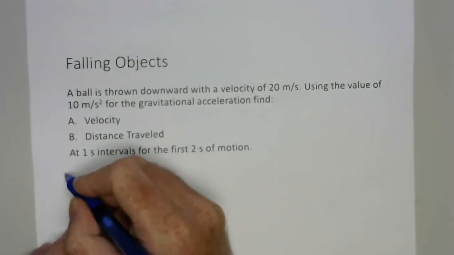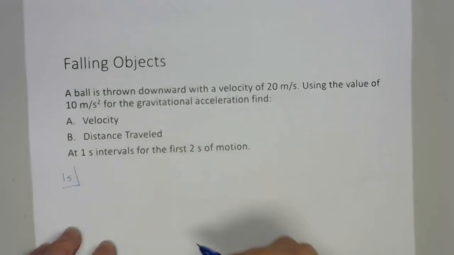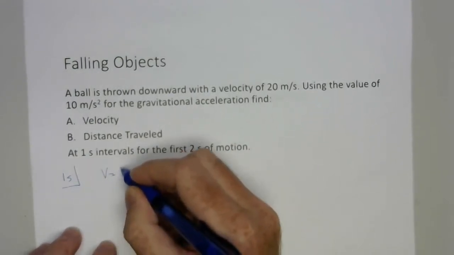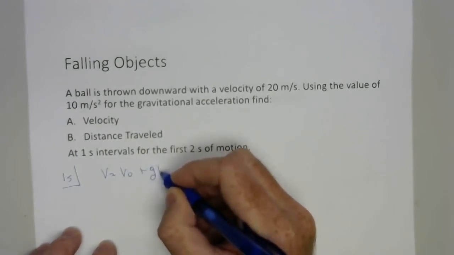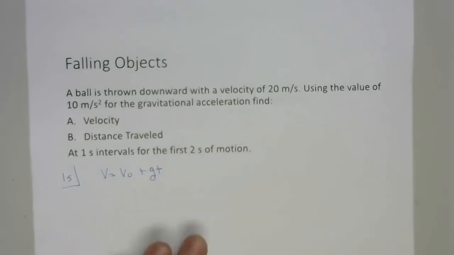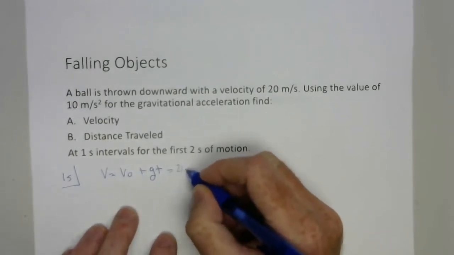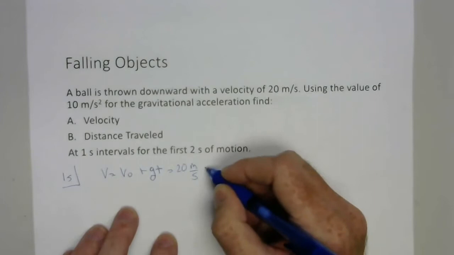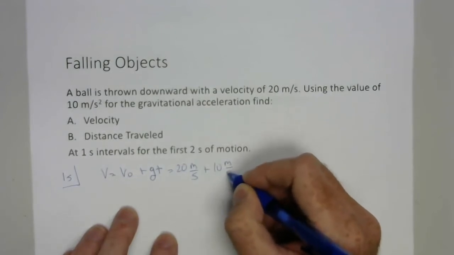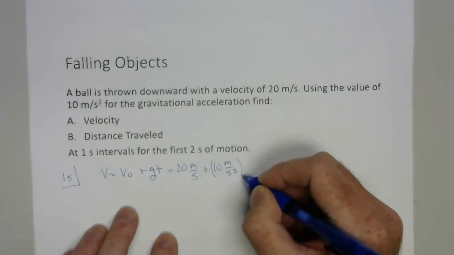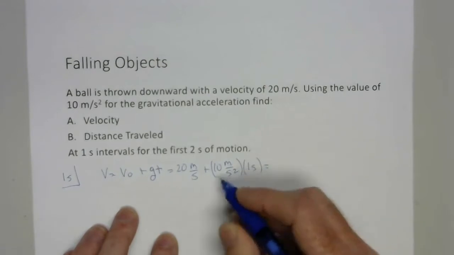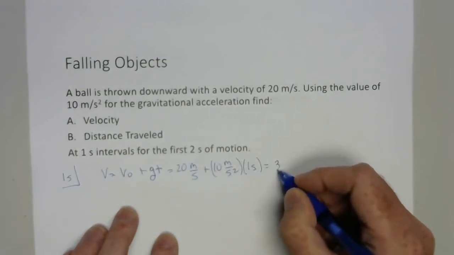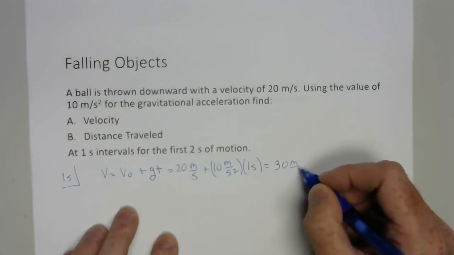So for second number 1, our velocity equals velocity 0 plus, in this case, gt, because we're talking about gravity. And then we're going to plug in what we know. We've got our 20 meters per second plus our gravitational constant of 10 meters per second squared times 1 second. And so it's going to pick up by 10 meters per second, and you're going to have 30 meters per second.